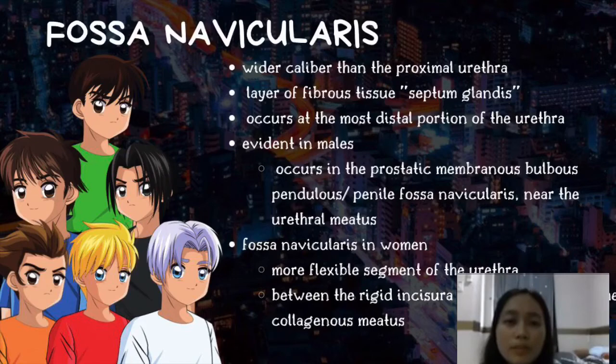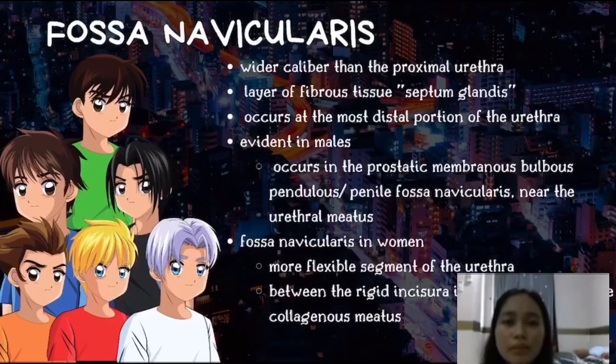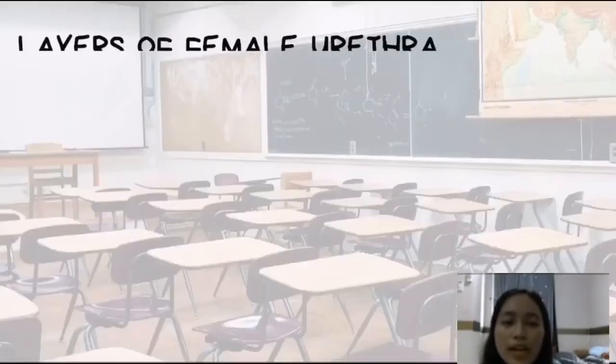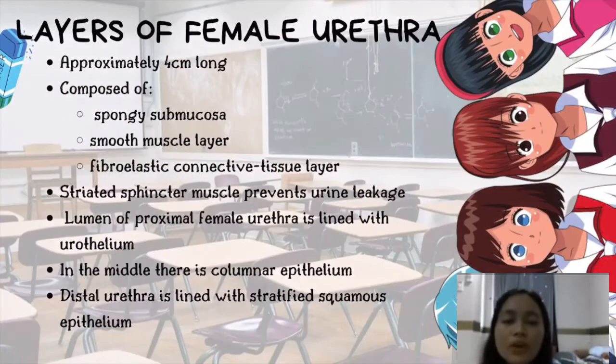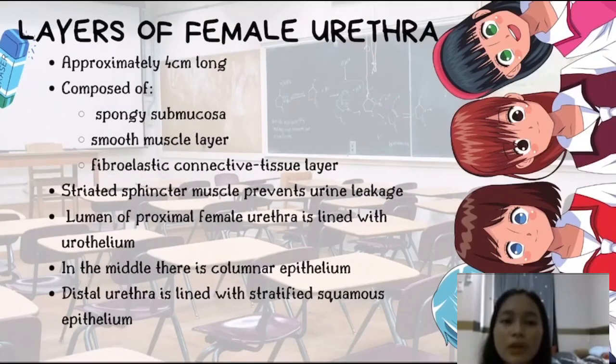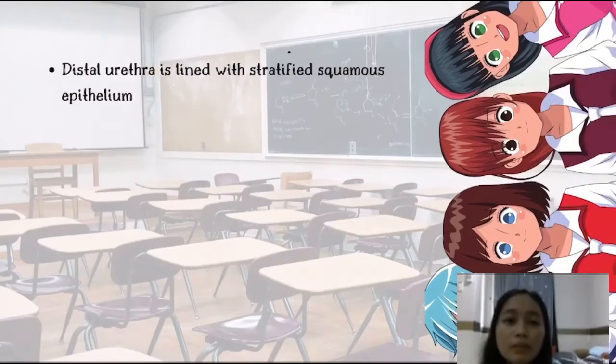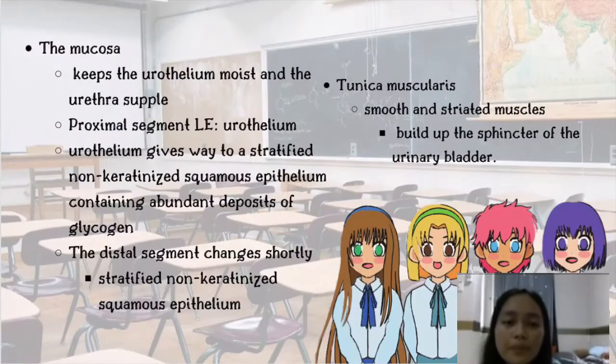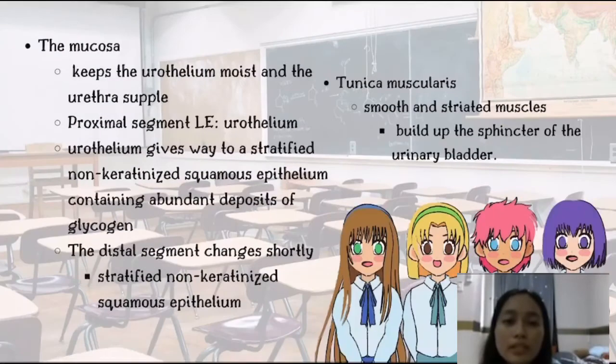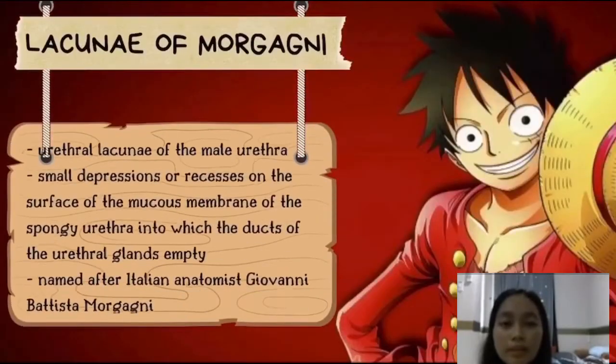The proximal segment of the mucosa is lined by urothelium, and after a few millimeters, the urothelium gives way to a stratified non-keratinized squamous epithelium containing abundant deposits of glycogen. The distal segment changes shortly to stratified non-keratinized squamous epithelium, which continues into the epithelium of the labia minora. The tunica muscularis consists of smooth and striated muscle that fills up the sphincter of the urinary bladder.